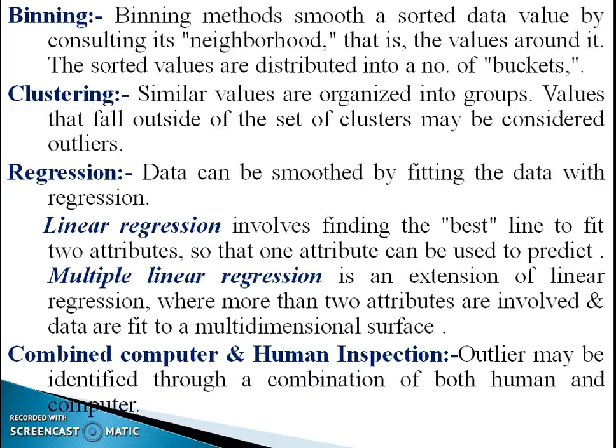Regression: here we can use two different types of regression. One is linear regression, the second is multiple linear regression. Linear regression involves finding the best line to fit two attributes, so that one attribute can be used to predict the other. Multiple linear regression is an extension of linear regression where more than one attribute is involved and the data are fit to a multi-dimensional surface. And last is combining computer and human inspection. Outliers may be identified through a combination of both human and computer.